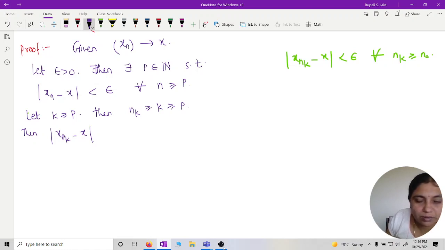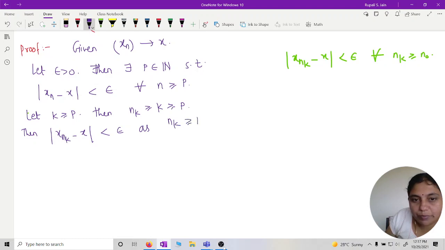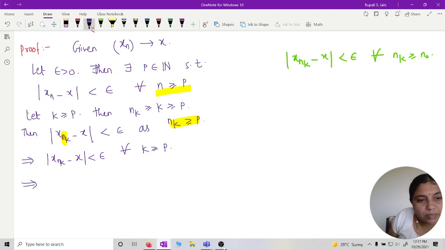Whatever you are saying, the same thing here. It is less than epsilon, as n_k is greater than or equal to p, because whenever n is greater than or equal to p, mod of x_n minus x is less than epsilon. Now here n_k is greater than or equal to p, so I can say mod of x_{n_k} minus x is also less than epsilon. Is that okay? And this implies mod of x_{n_k} minus x is less than epsilon for all k greater than or equal to p. So this implies x_{n_k} also converges to this x. Is that okay?